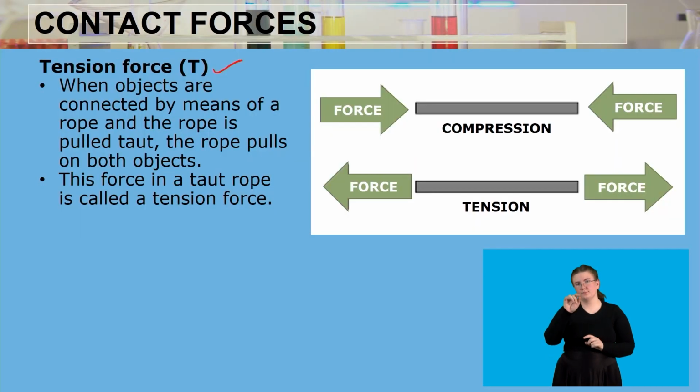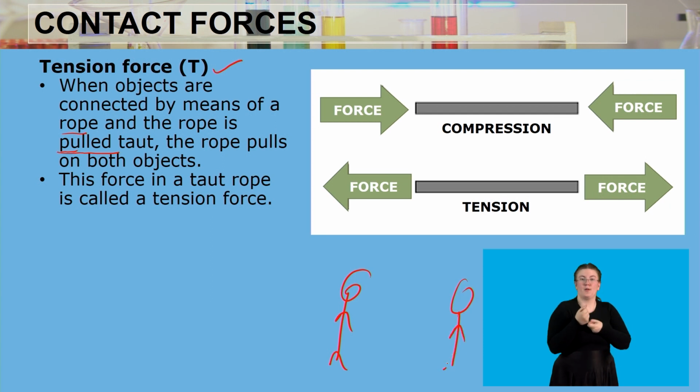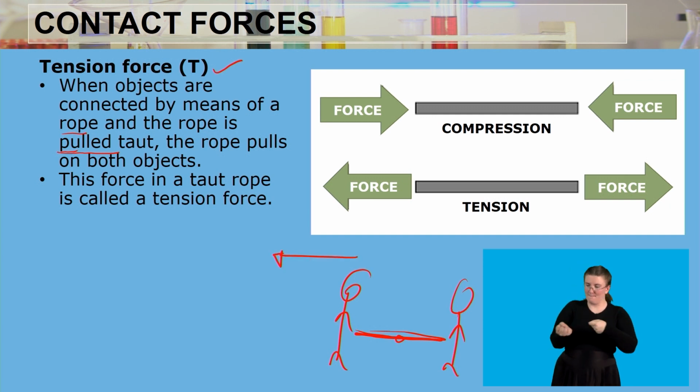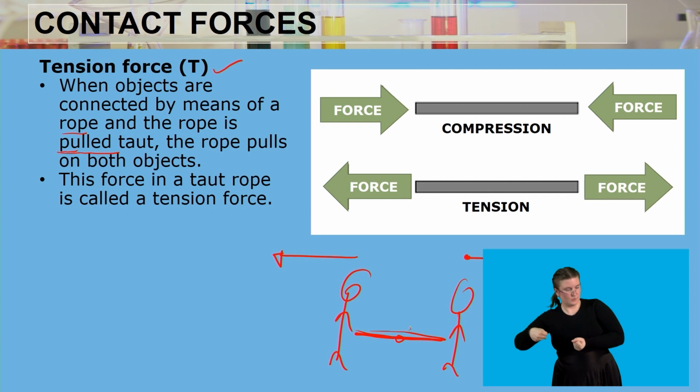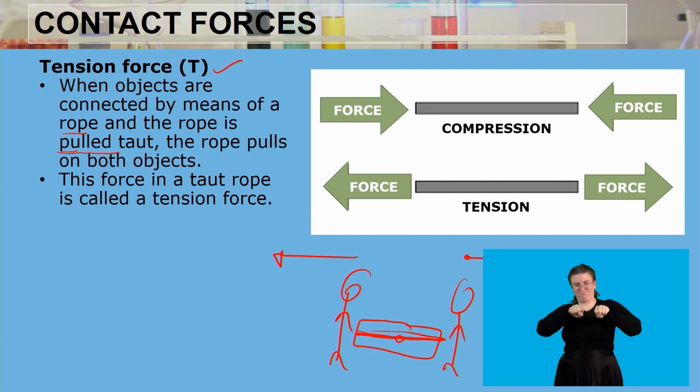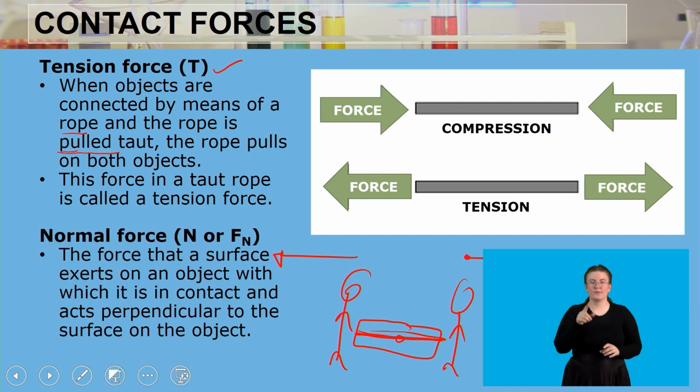Then, another example of a contact force is tension. When objects are connected by means of a rope, and the rope is pulled taut, the rope pulls on both sides. So when we look at a tug of war, we have person A and person B, and these two people are pulling on this rope. There's going to be a tension force exerted onto this rope when person A pulls to the left-hand side and person B pulls to the right-hand side. There's a force applied onto this rope, and that is your tension force.